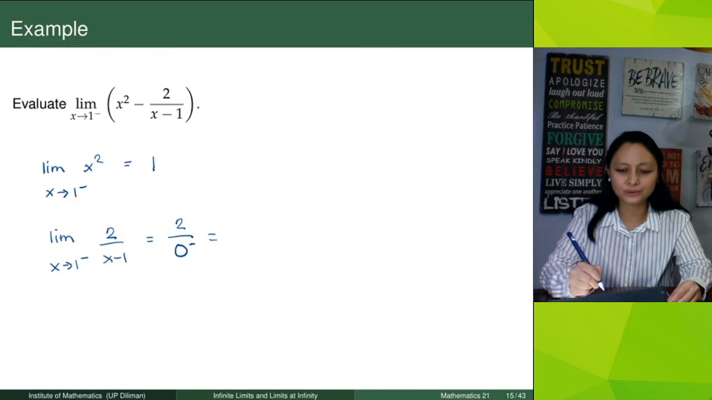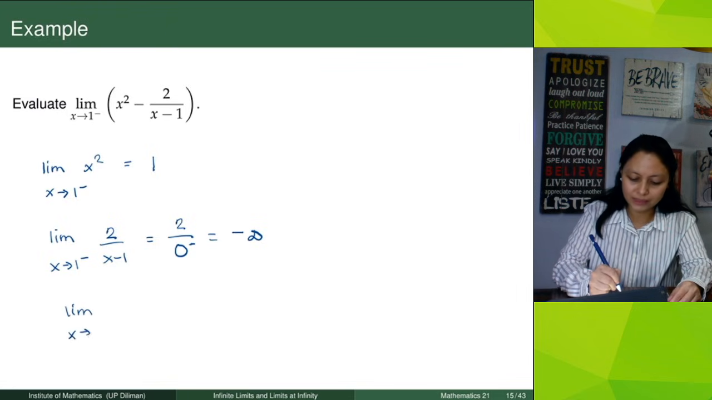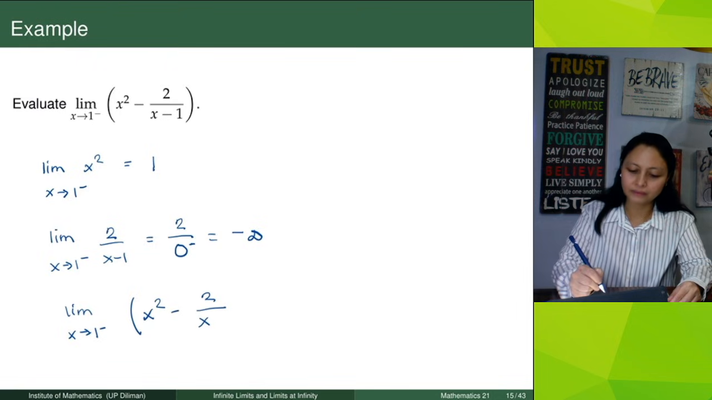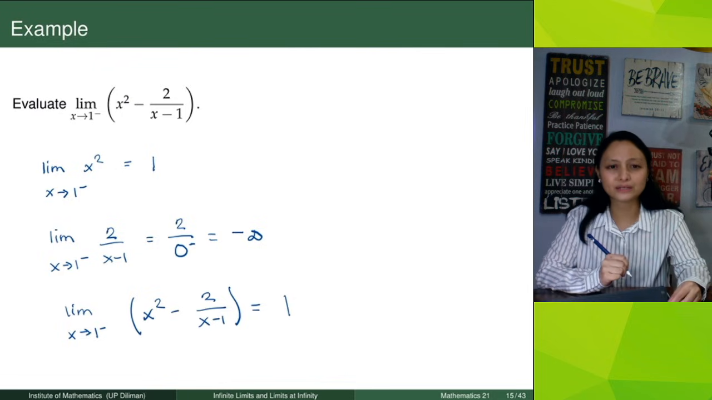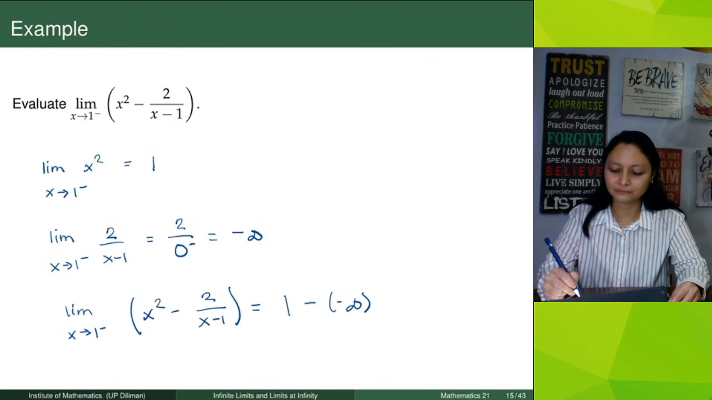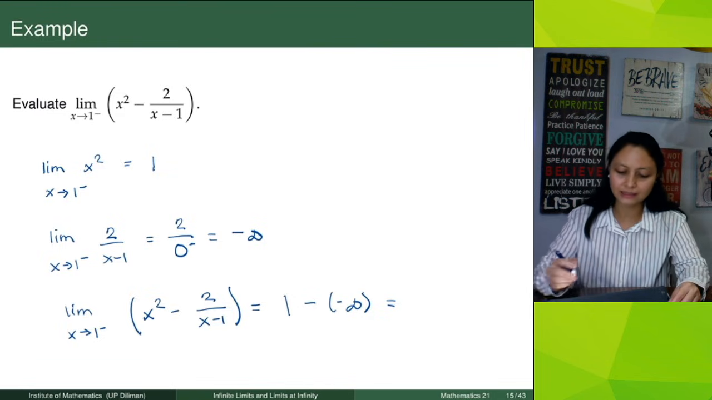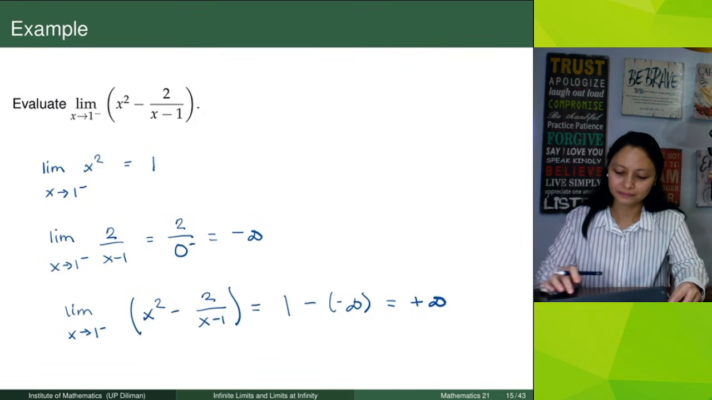Therefore, this should be equal to negative infinity. Okay, substituting those values, get the limit as x approaches 1 from the left of x squared minus 2 over x minus 1. But you have the limit of x squared as x approaches 1 is 1, minus negative infinity. So this is minus minus, magiging 1 plus infinity. So 1 plus a very big number, parang halos negligible na lang yung 1. So this will be equal to positive infinity.